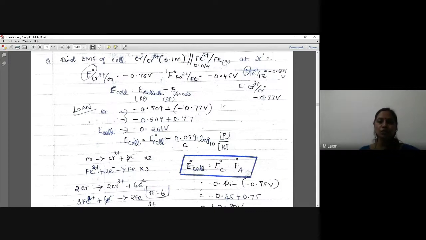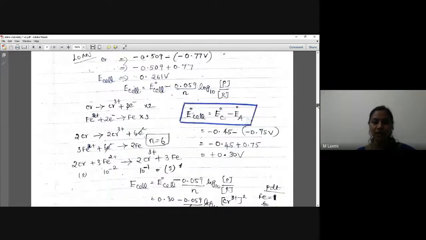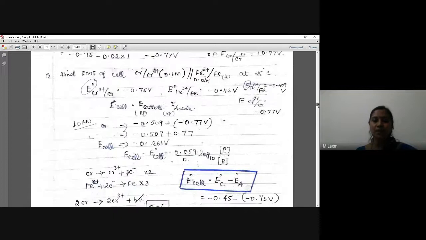Now we need to find what we have to find. We have to find E of cell, right? So E of cell is equal to E of cathode minus E of anode. All these are RPs, right? Now check the question whether RP was given. Yes, aqueous by solid. So for chromium they have given RP. And what about the iron? Aqueous by solid. So this is also RP. So in both cases it is a direct question, and they have directly given RP. No need to change the conversion. Just substitute it in E of cathode minus E of anode.